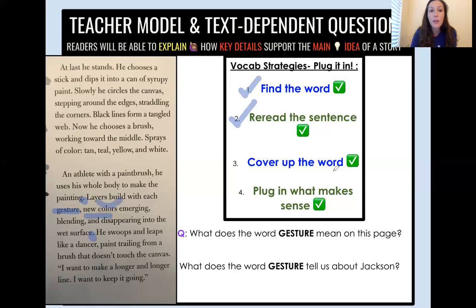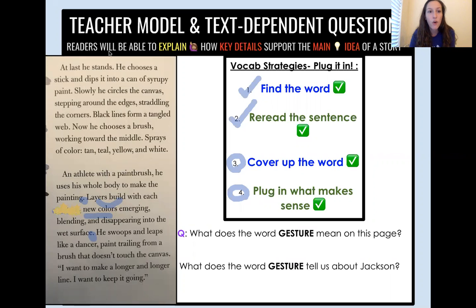Step 3 says that we need to cover up the word. And we're going to combine steps 3 and 4. We're going to cover up the word and we're going to plug in our best guess to see what makes sense in this sentence to figure out what it is that we know about this word. So I'm going to cover it up with, let's see if this works, with all these stars. So now we can't see that word gesture anymore. So now we're done with step 3.